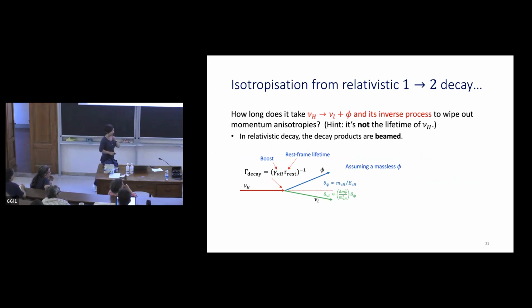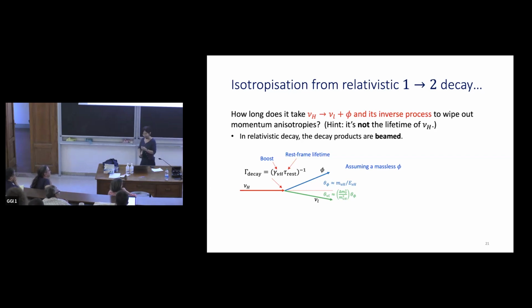And the reason it is not the lifetime of the heavier neutrino is as follows. Remember that I've been saying relativistic at every point. So this decaying neutrino is a relativistic particle, so it decays in flight. And when something decays in flight, the decay products are beamed. That means that this phi particle, which we assume to be massless, when it flies out, the angle it makes with the original flight path of the heavier neutrino is essentially the inverse Lorentz factor. This is like second-year classical mechanics and relativity. I remember teaching that, so you should know this.